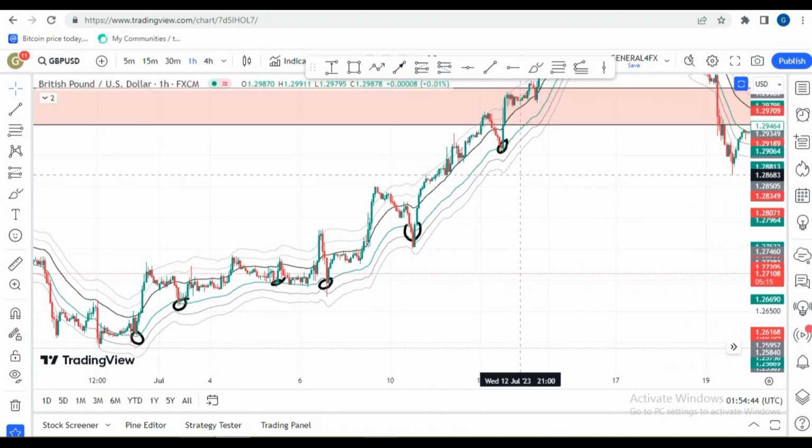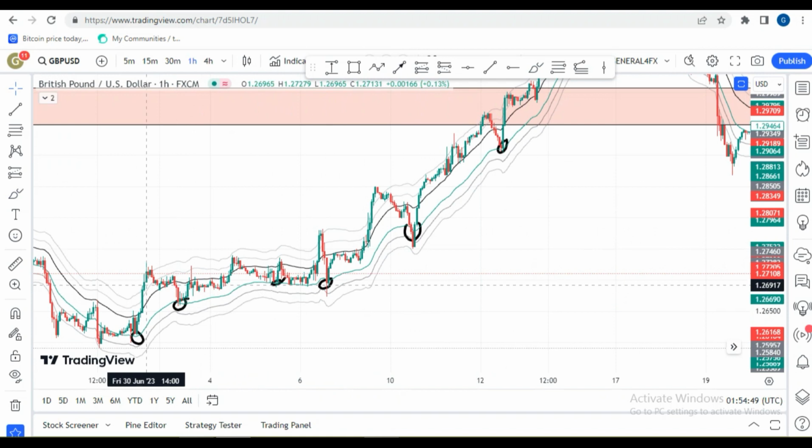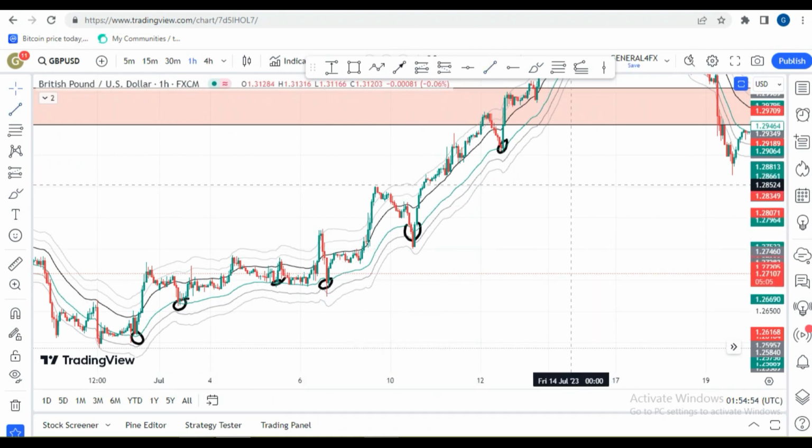Immediately it touches it, as you can see, it bounces off, and this is another example of an entry method using the ATR channel.